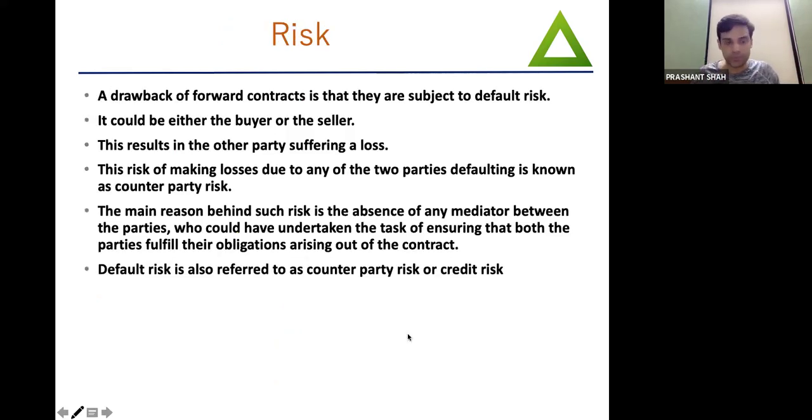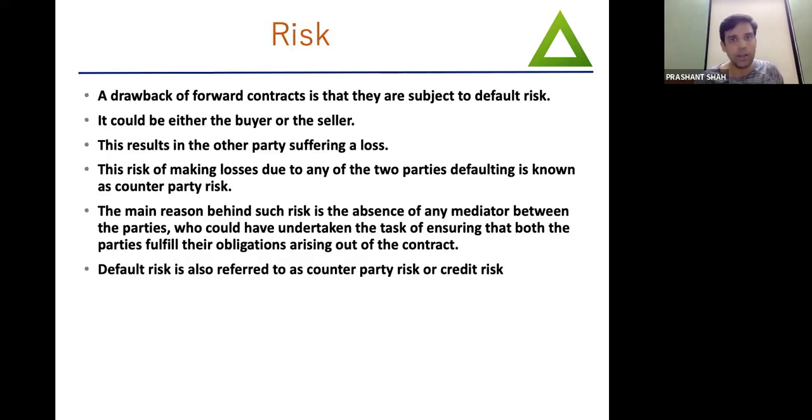Now, risk, it's an interesting component. Though it is not much risky, our mind always says that it is very risky. Like, if the farmer defaults, if the merchant defaults, what would happen? Now, you always say that.